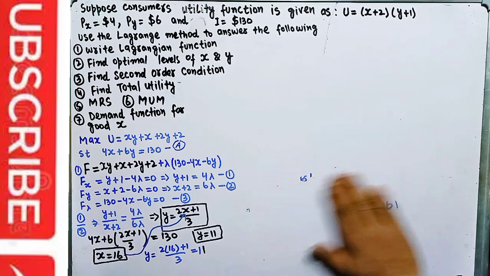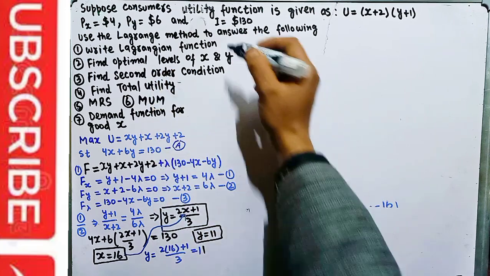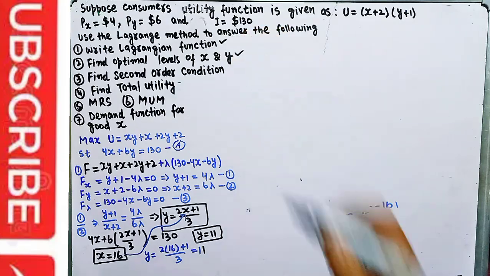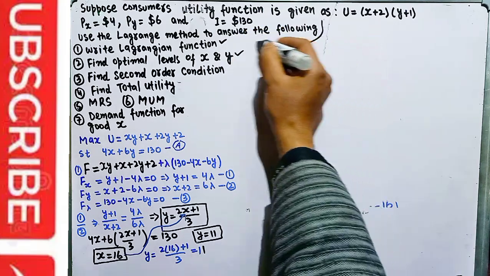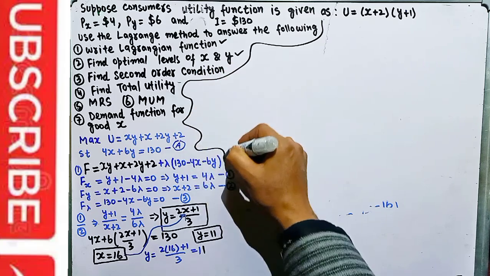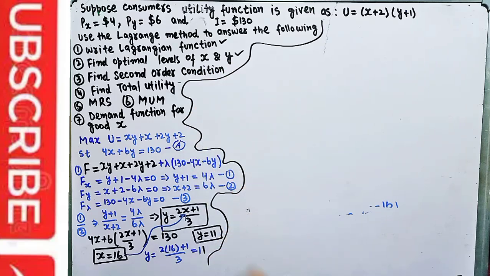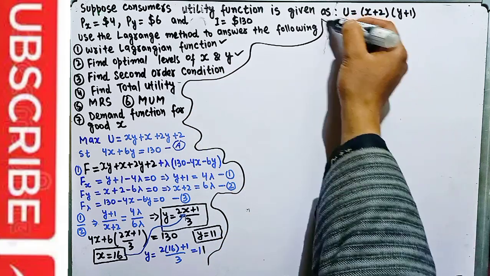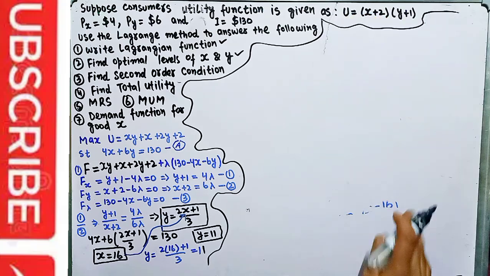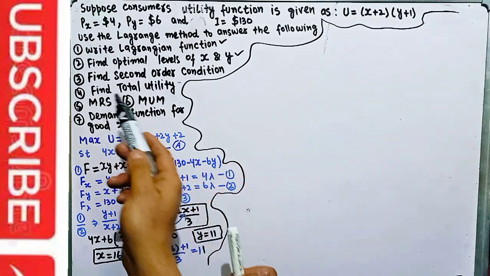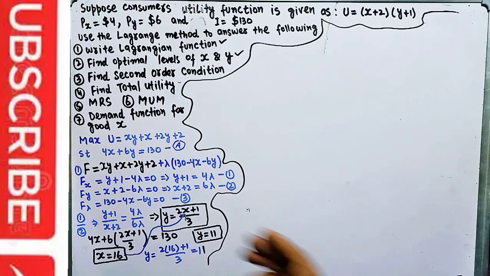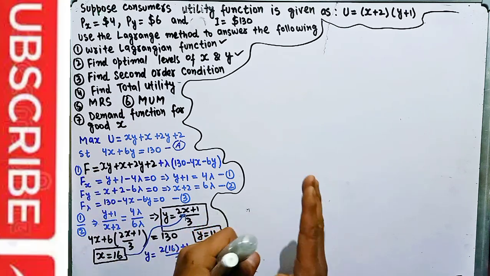So we are done with the first two questions, and let's tick them off. Now let me draw our curve here. The third part tells us to find the second order condition.